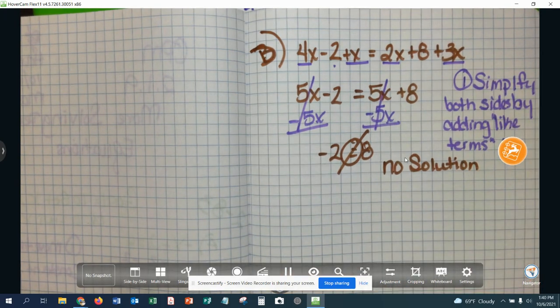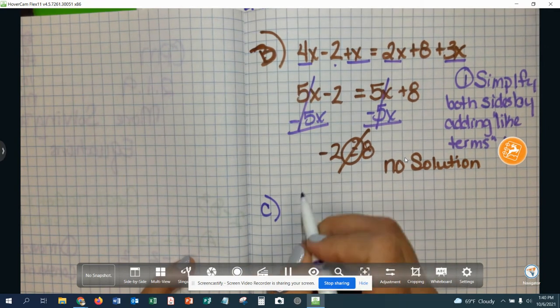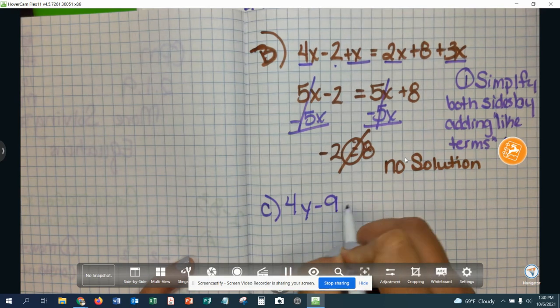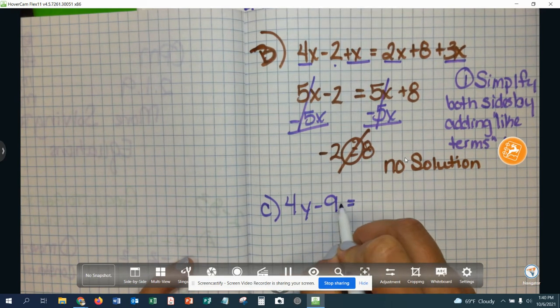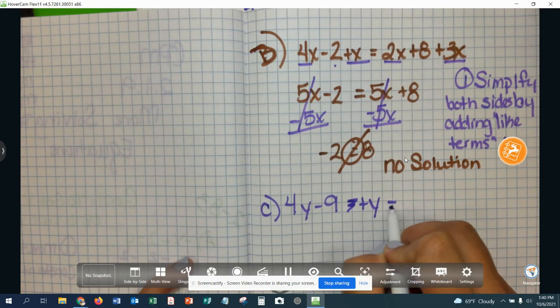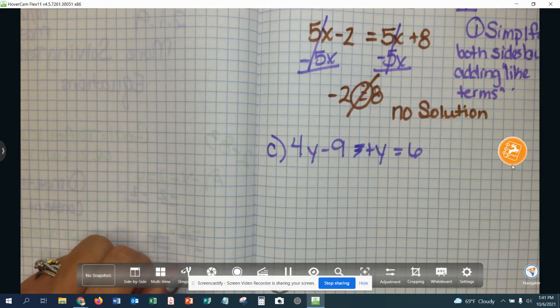Cool? Let's do C. You have 4y minus 9 equals, plus y equals 6. What am I going to do?